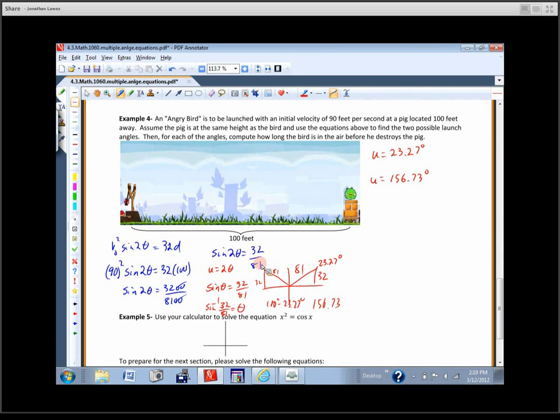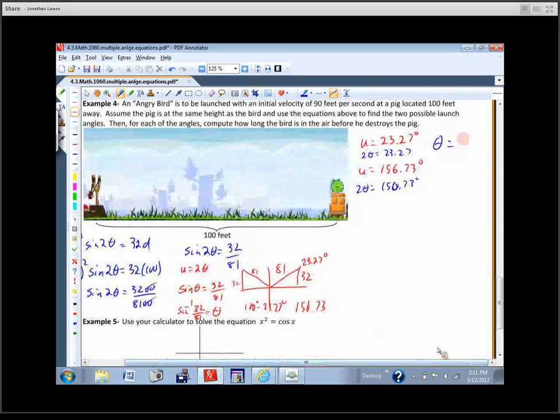But since the problem was originally about theta, now let's replace the variable. So this would be 2 theta equals 23.27, and this would be 2 theta equals 156.73. And then we figure out what theta is. What's theta for this guy? 11 point what? 11.635? Is that right? Okay, and what's theta for this one? 78 point what? 365. Okay, any questions?